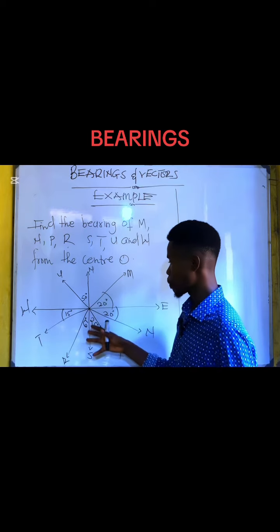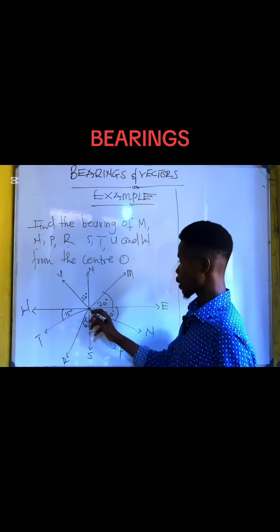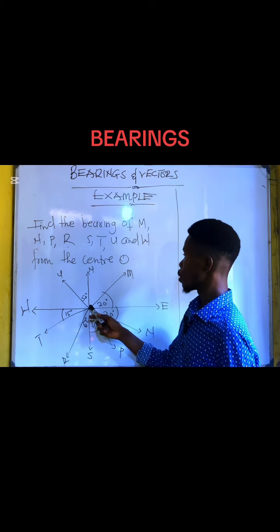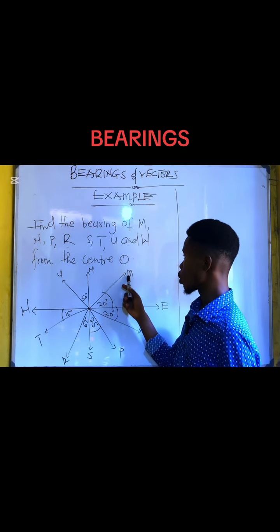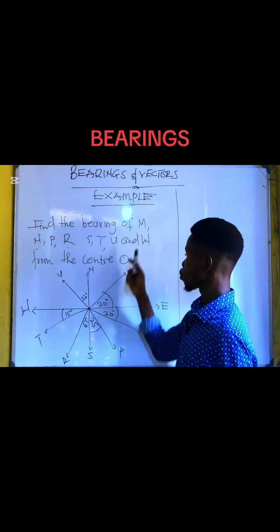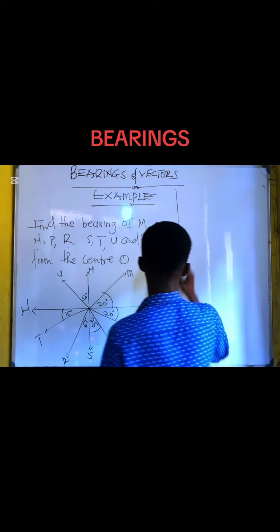The measurement here, the bearings here. So this is the center. You are talking about center O. So you want the bearing from the center O towards M, N, all of them. Okay, so first one, let's look for the M.